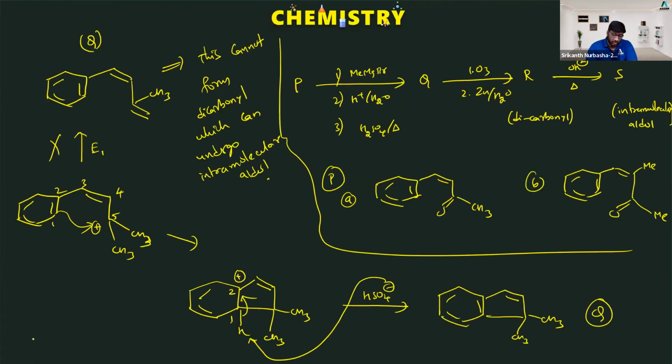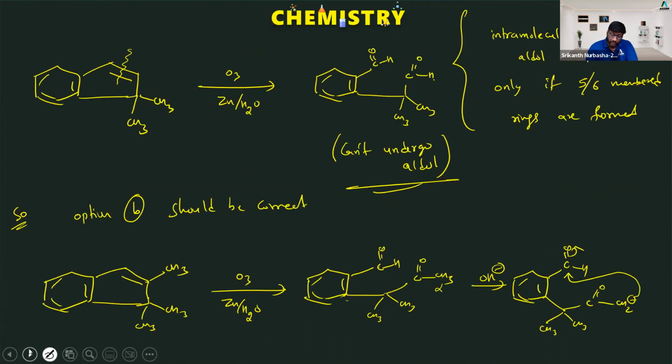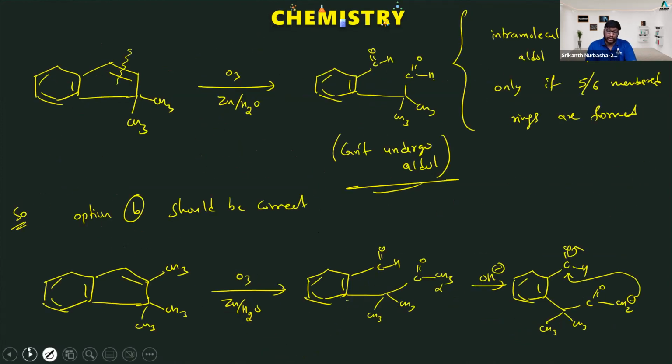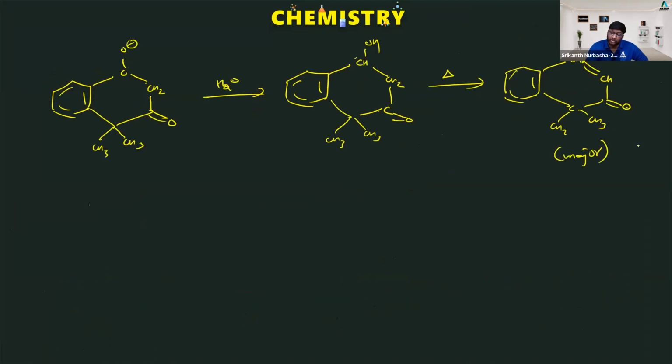Compound R is a dicarbonyl, and this was your compound P and Q. Okay, this is your compound P. Right choice for P, because if you start with A, you are not getting intramolecular aldol. So after that, you will get compound P to Q. This is your compound Q. Compound Q upon reductive ozonolysis gives compound R. In compound R, intramolecular aldol is possible, because a 6-member ring is going to be formed. This is your compound S.